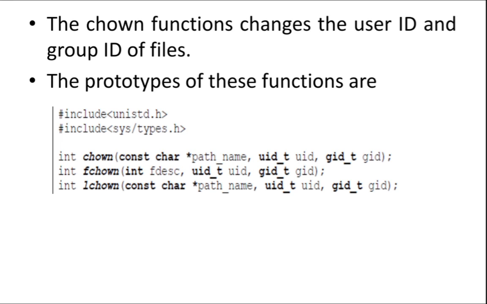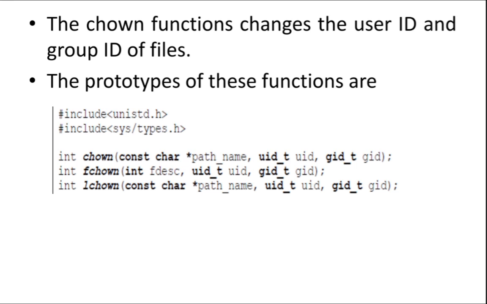First of all, to change the user ID of a file, to change the group ID of the file, you need to identify the location of the file. How are we going to do that? In the chown case, by the path name you are going to find the particular file. In fchown, you are going to find the particular file using the file descriptor. Once the file is found, you can change the user ID of that file, or you can change the group ID of that file. You can change the old values to the new values.